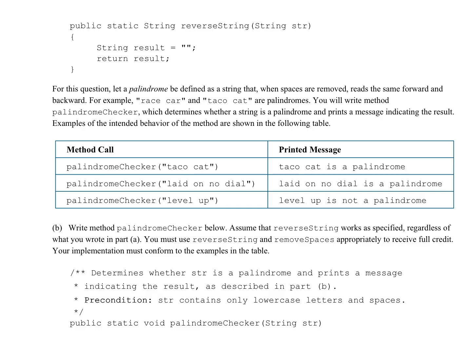What they wanted us to do was, if given "taco cat", you can see taco cat is a palindrome. Here, if I said "level up", we squish those. Level up is not a palindrome. So we're going to have printed statements, which is very unusual for AP to ever have. This is a pretty old one. It was just the fact that it had a lot of string manipulation.